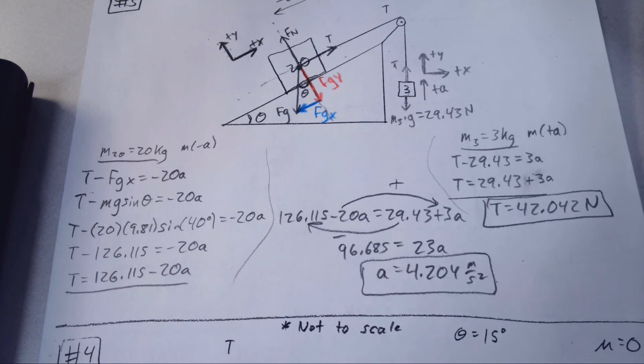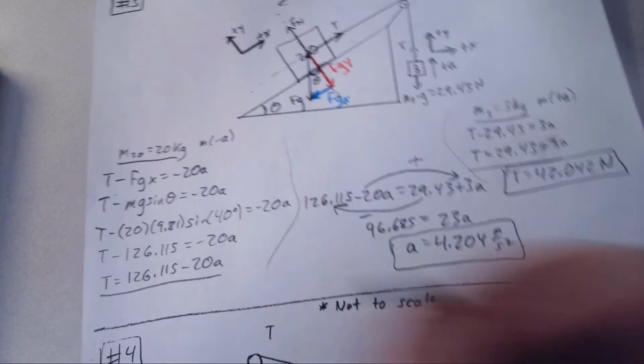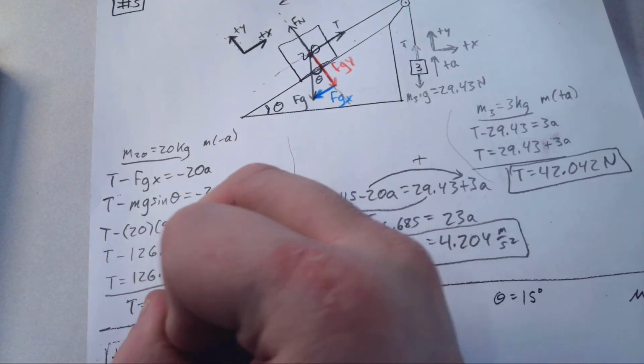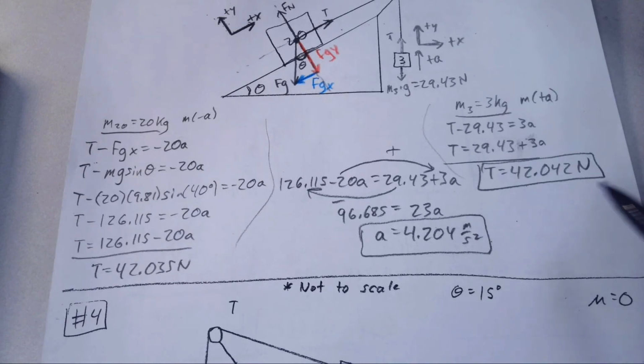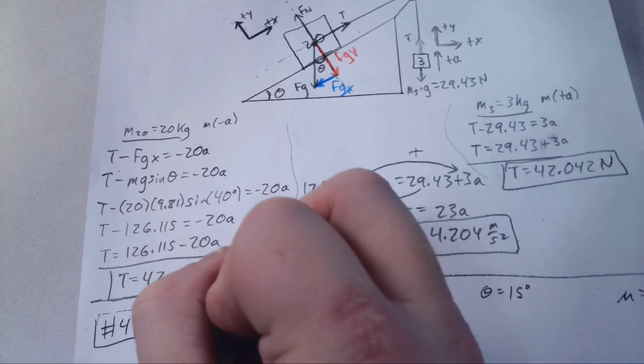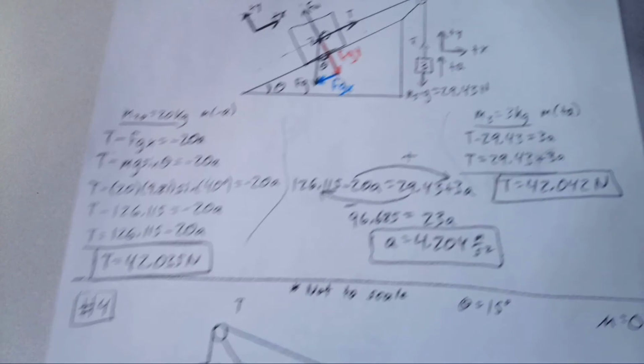So 20 times 4.204, and I get, let me check this, hold on, make sure I entered it right, 42.035. So we can see it's within 1/100th of a Newton. That is very, very good, especially since we rounded there. So that's how you do that.